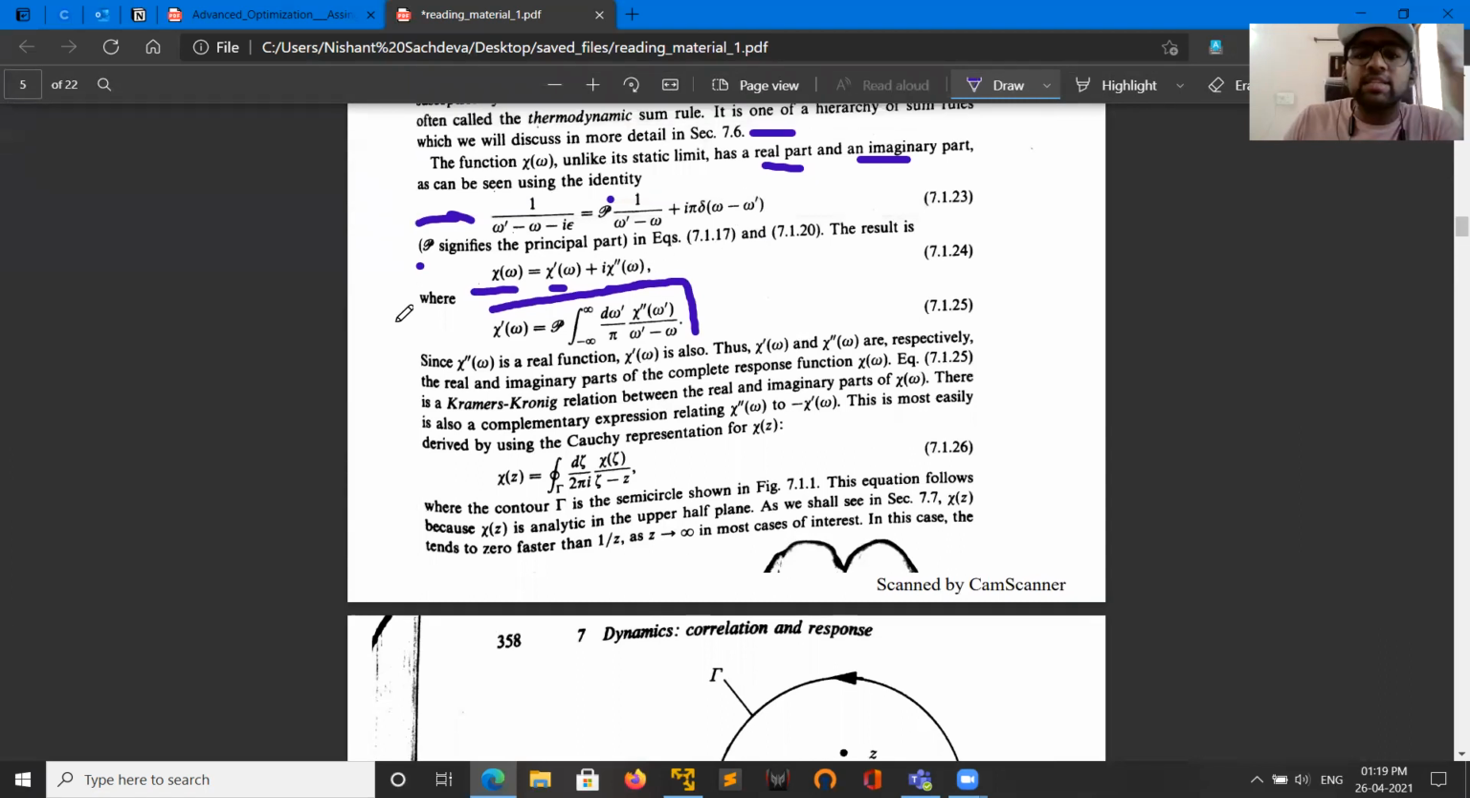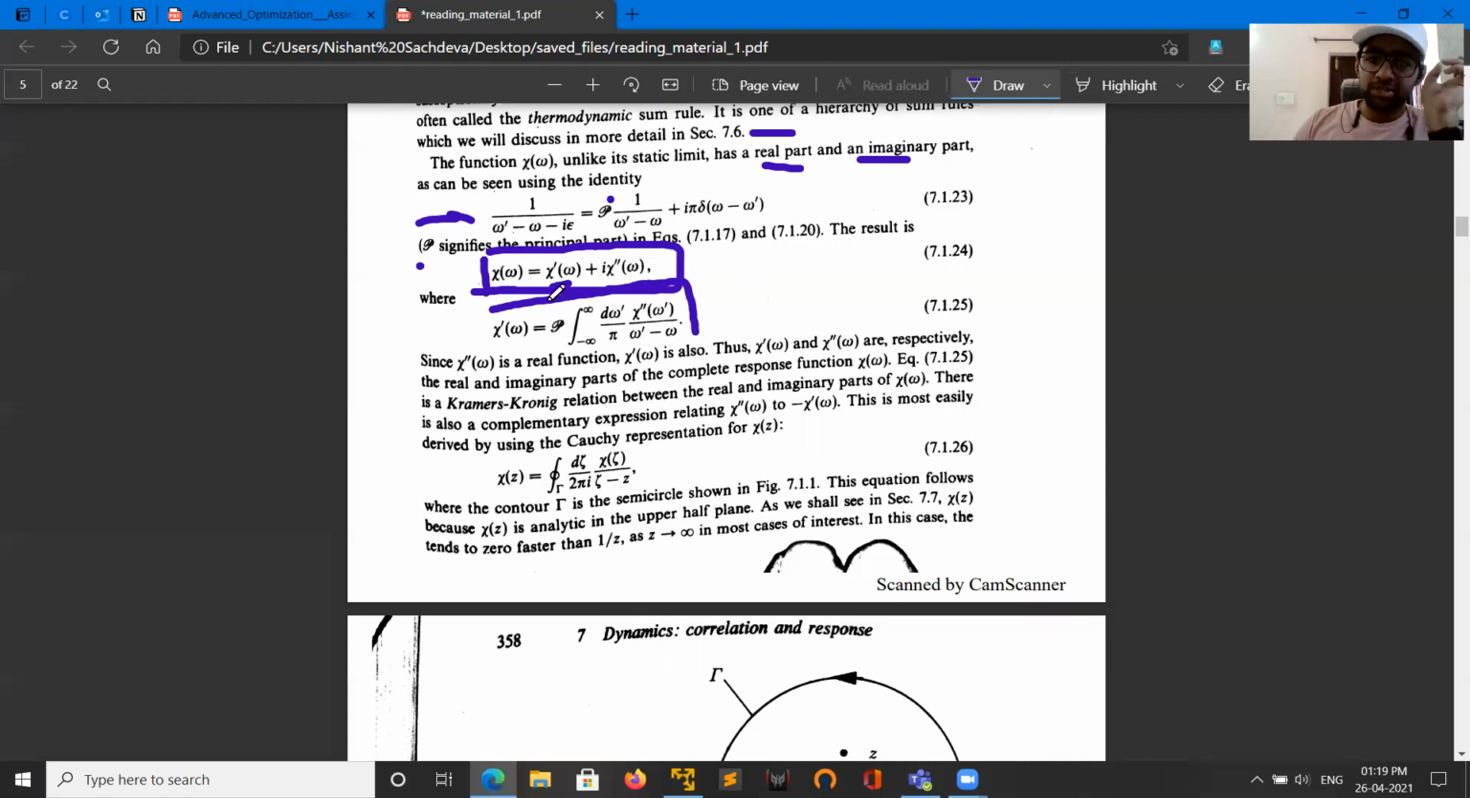But now we realize x dash of omega will also be a real function. Thus, they both respectively are the real and imaginary parts of the complete response function x of omega. Now, what you notice is why they're saying all this: it's because of this. If both of them were not real, we could not assign this as real and this as imaginary. We're only doing that because x dash of omega itself is a real number, and x double dash of omega is also a real number. So we know that for x of omega, the imaginary part is only this. That's what they're doing, nothing else.